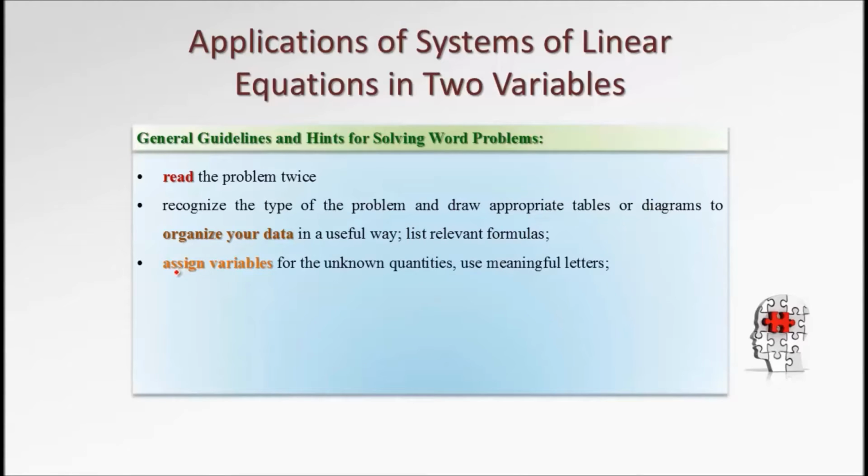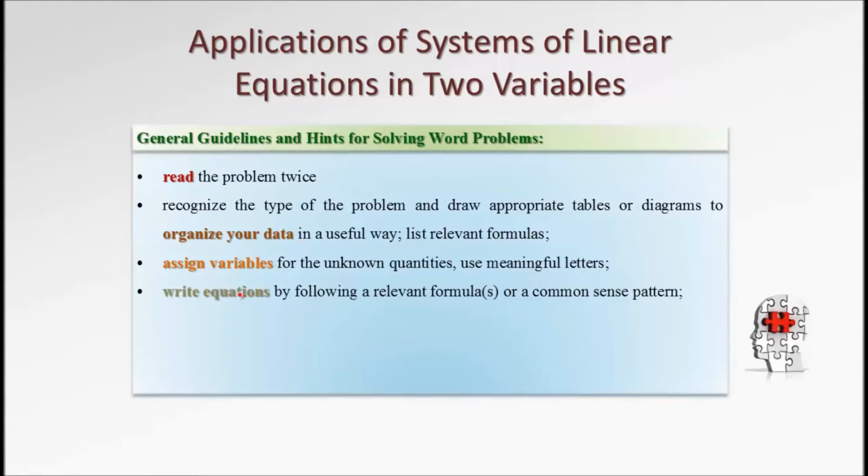Then it's time to assign variables for the unknown quantities, usually the quantities that the question asks for. Here, a hint from me would be to use meaningful letters, so we don't need to use letters like X and Y all the time. For example, if we talk about time, the more meaningful letter would be T rather than X. If we talk about number of people, I would probably suggest N. If we talk about length and width, why don't we use L and W? So we don't have to use X and Y all the time.